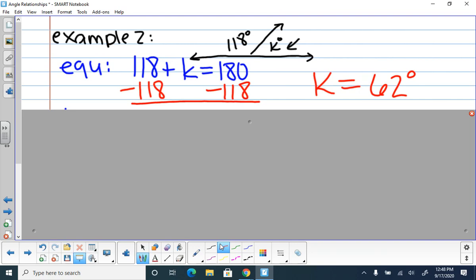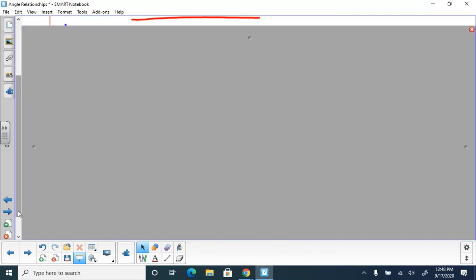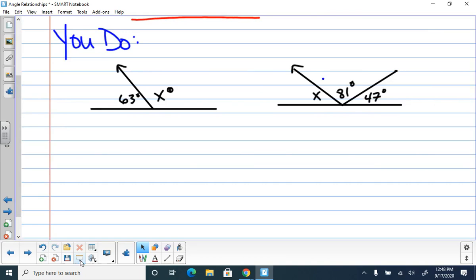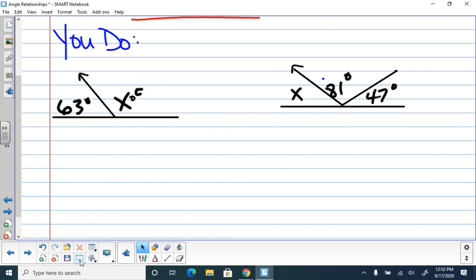Is there anybody that does not see where the 180 came from? Is there anybody that does not know where the 118 came from? Does everybody see that all we did was subtract the 2? All right, I've got 2 more you-dos for you. Again, stand when you're done. We have 63 and x, and then we have x, 81, and 47. All right, let's check what we got.